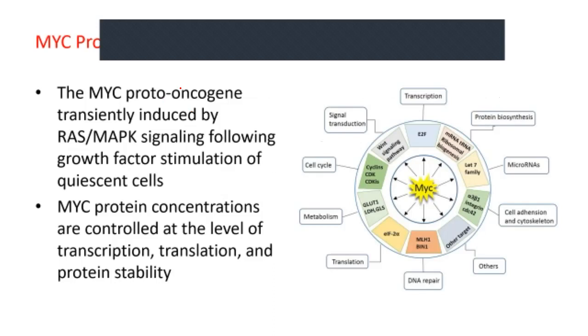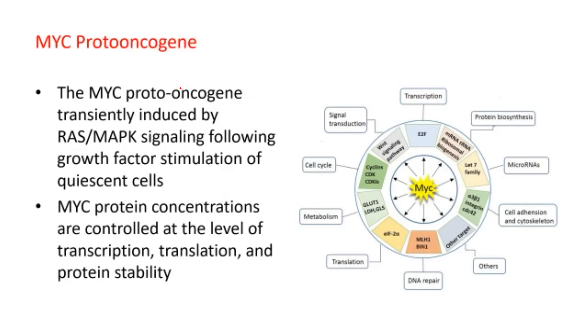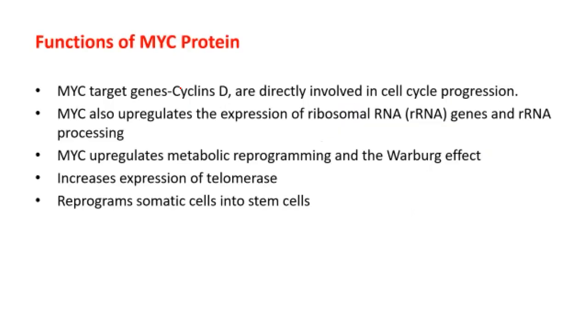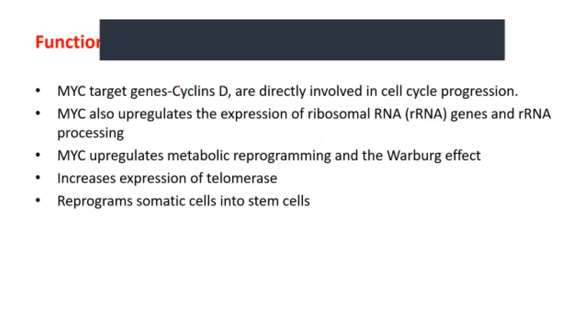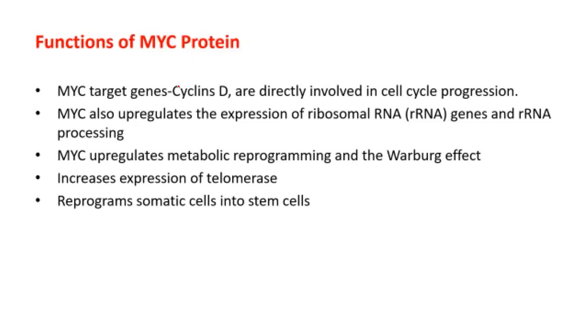MYC protein is transiently induced by the RAS-MAPK pathway, which we have discussed earlier. Its concentrations are well controlled, but if the MYC gene itself is mutated, it can lead to aberrant activation. MYC mutations lead to very aggressive carcinomas, especially seen in neuroblastomas and diffuse large B-cell lymphomas, usually called double-hit or triple-hit lymphomas. MYC targets include cyclin D, which is directly involved in cell cycle regulation. It also upregulates the expression of ribosomal RNA and ribosomal RNA processing. MYC upregulates metabolic reprogramming and the Warburg effect. It increases the expression of telomerase and reprograms somatic cells to form stem cells.